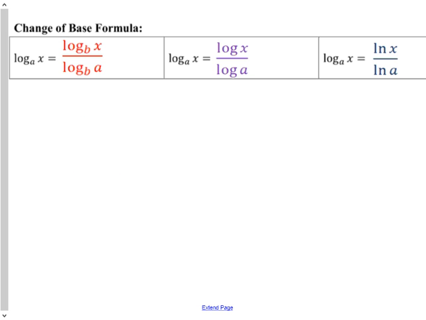Or we could just use our calculator and change it to log base 10 of x over log base 10 of a. So the base goes in the bottom, not necessarily large or small. The base goes in the bottom, and this number goes in the top. So you can do it with log or ln. So we got a couple options there.